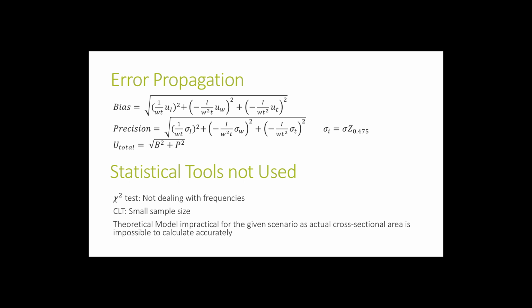The central limit theorem was also not used because there was not a large enough sample to deem this necessary, as well as the samples are already in a Gaussian form. One other consideration is that a theoretical model was not used because it's impractical for this given scenario, as the actual cross-sectional area of each sample is almost impossible to calculate accurately. Along with that, this experiment shows a relationship, not an actual model to be used in other applications.